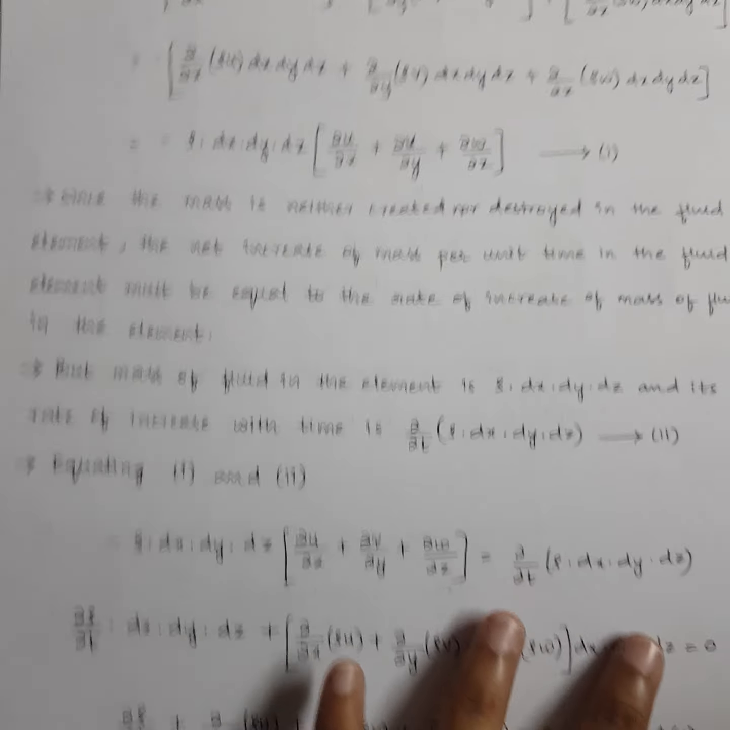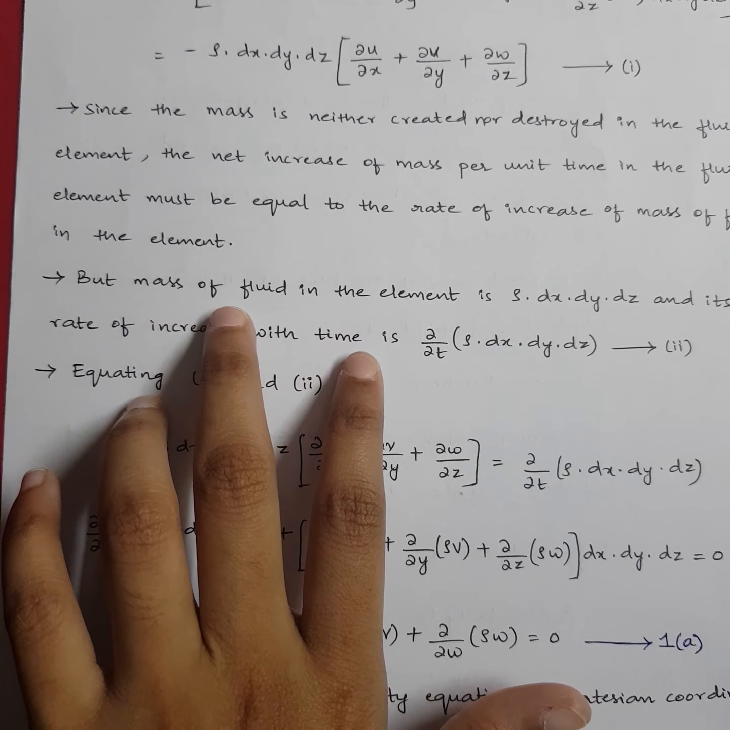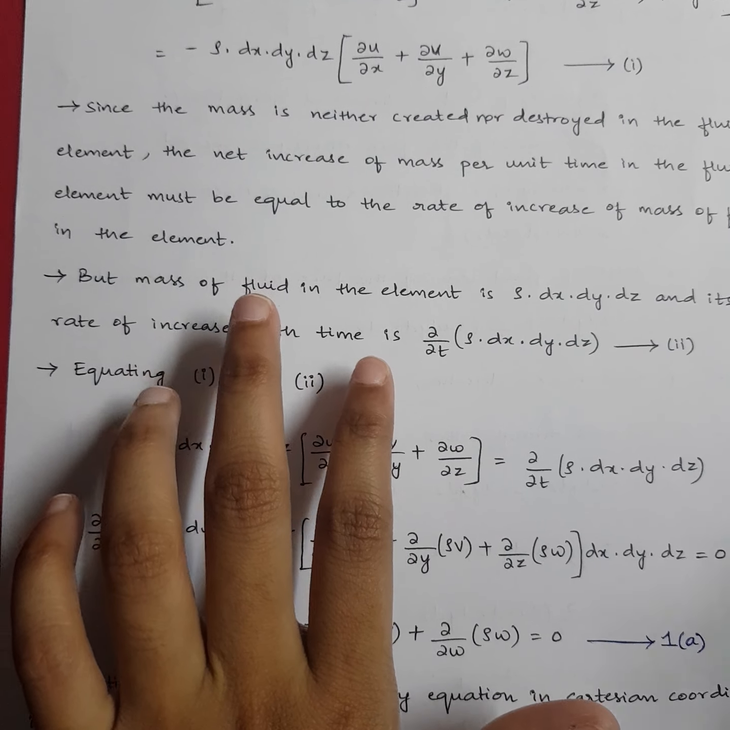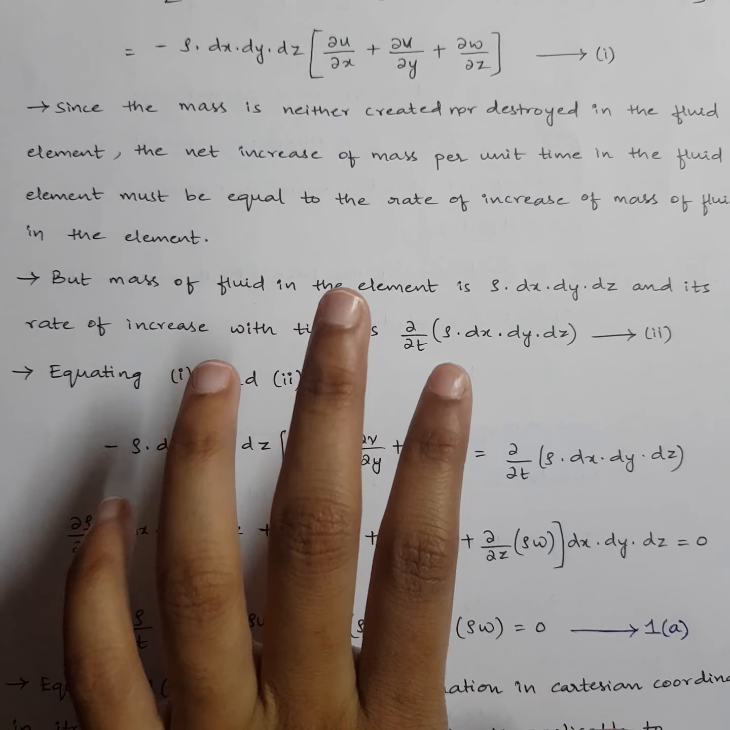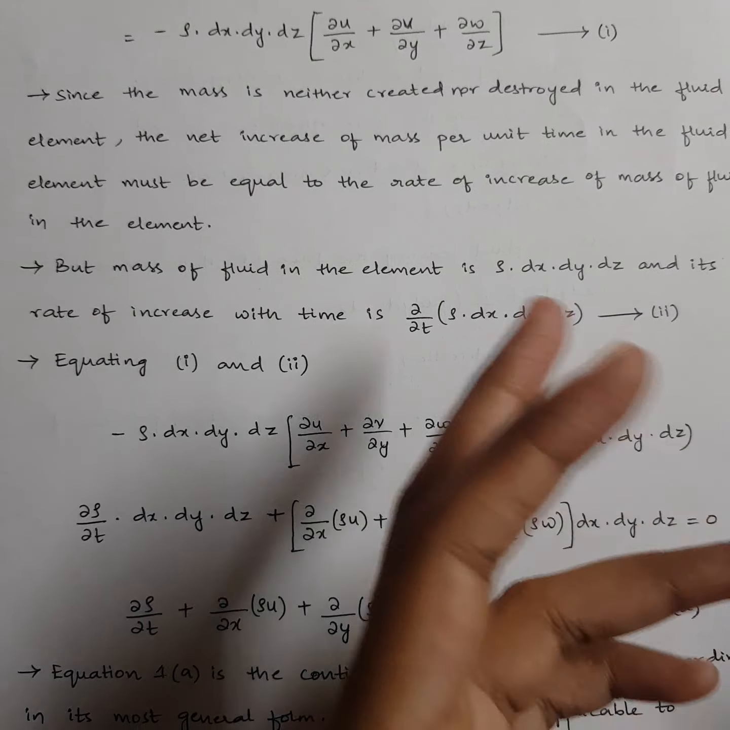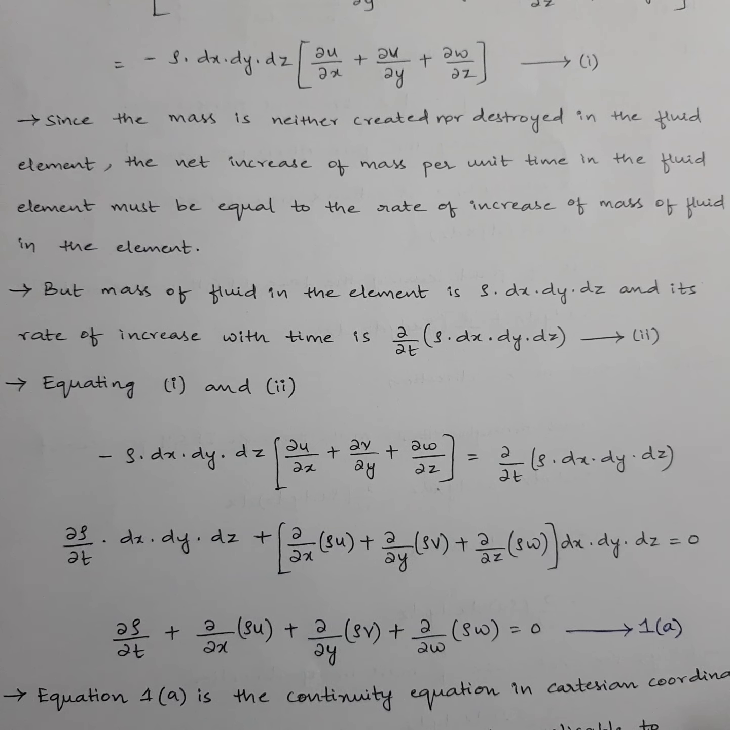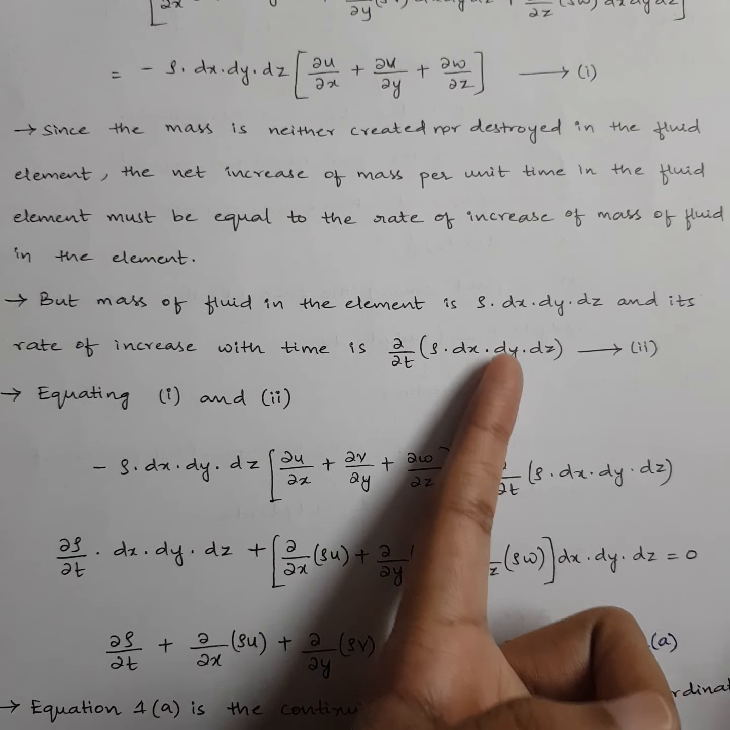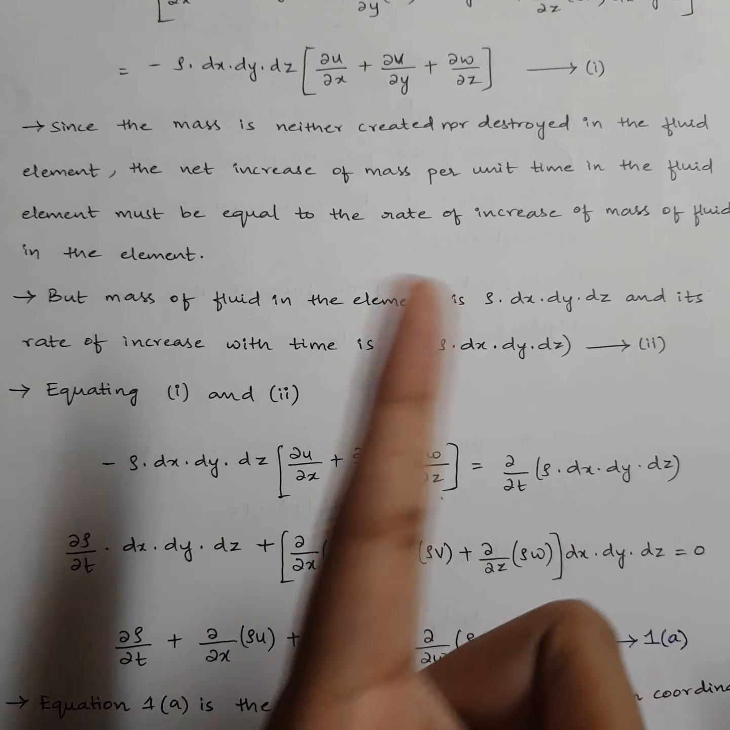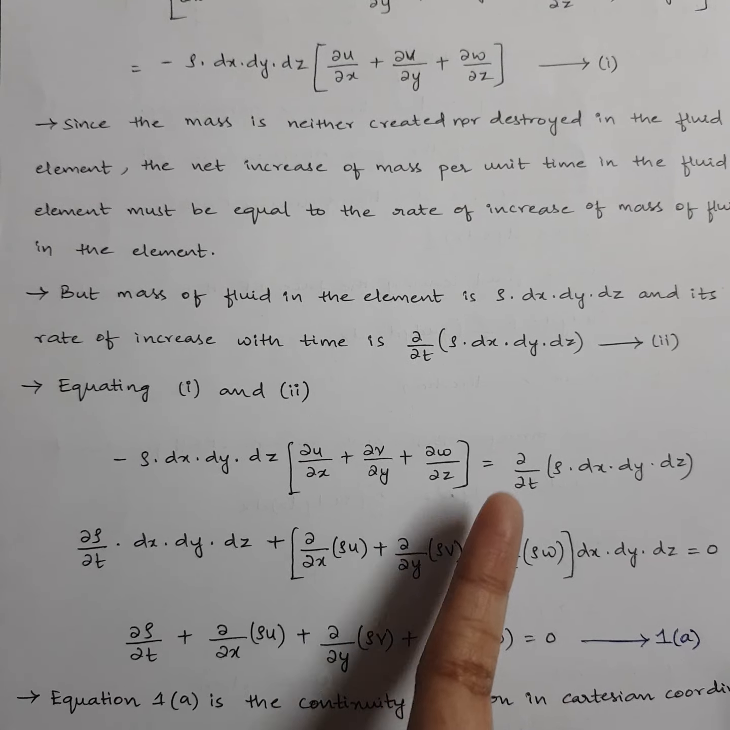Okay, so this complete equation number 1 will be equal to the increase in mass with respect to time. So what is the mass of the fluid per second given? It is rho into the mass of the fluid element. We know that density is equal to mass by volume, so from there, mass equals density into volume. Density into what is the volume of the fluid element? dx into dy into dz.